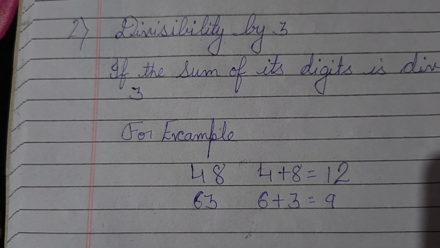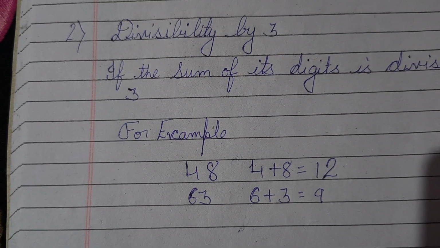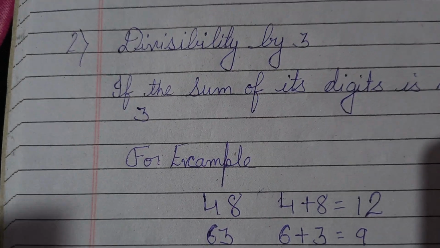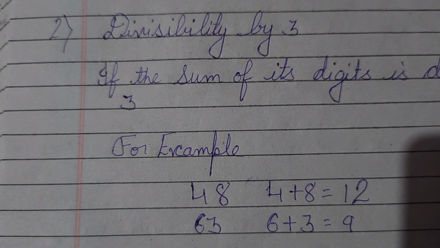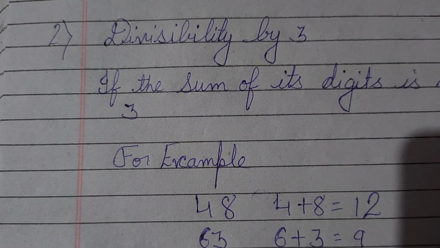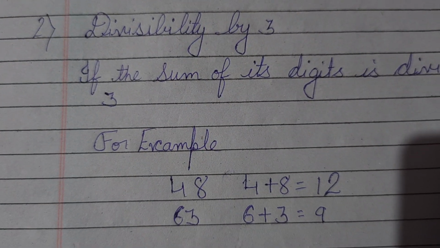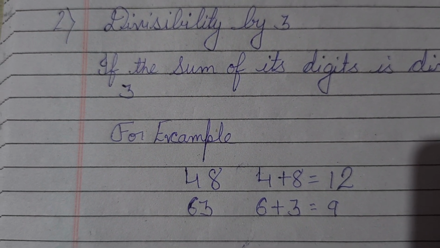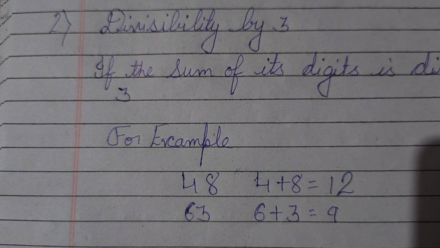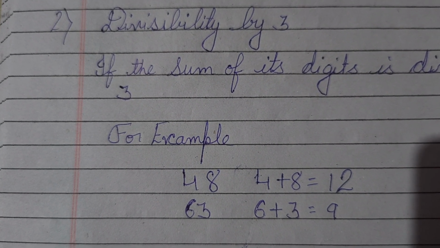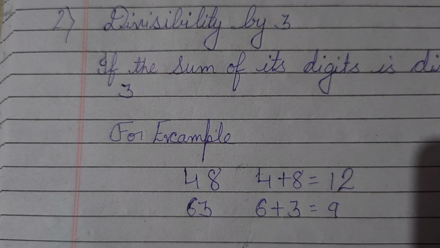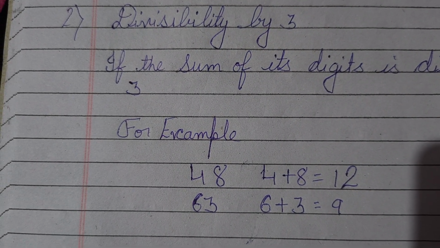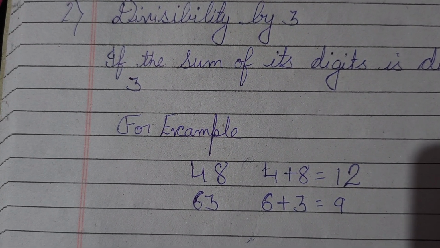Let's take another example, check if 63 is divisible by 3. So let's add both the digits, 6 plus 3 is equal to 9. Now 9 is divisible by 3. Therefore 63 is also divisible by 3.